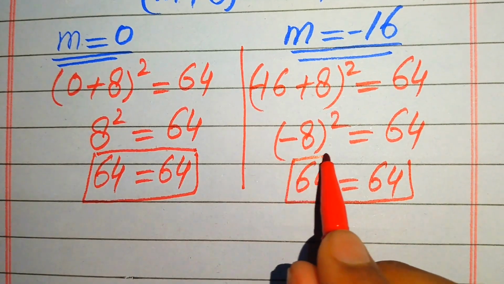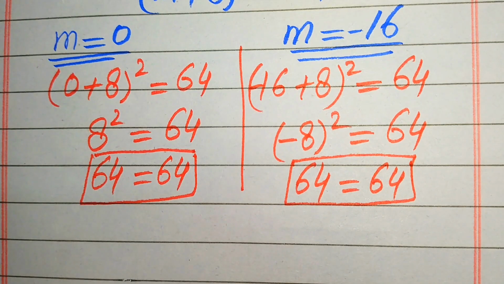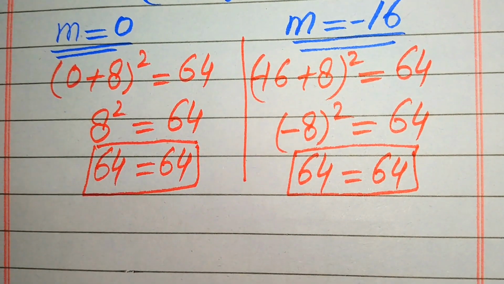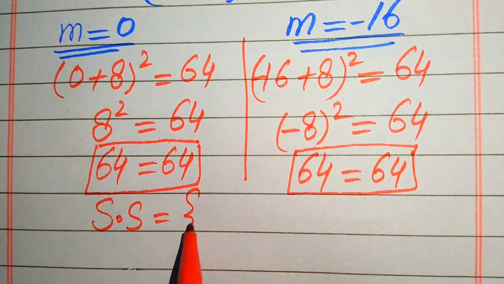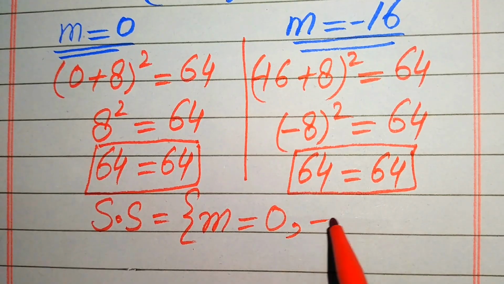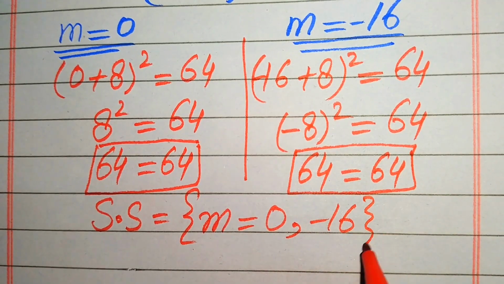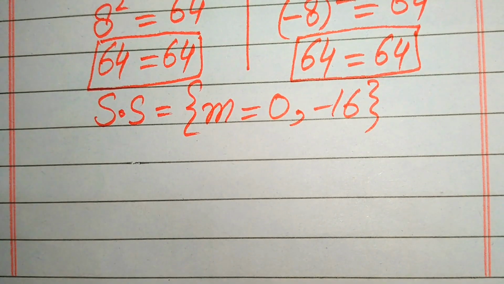This again shows that the value m equals minus 16 satisfies our given question statement. So finally we have just shown that both of the roots satisfy our given question statement. The solution set of the given question is m equals 0 and minus 16. These are the two solutions of the given equation which we get from the first method.